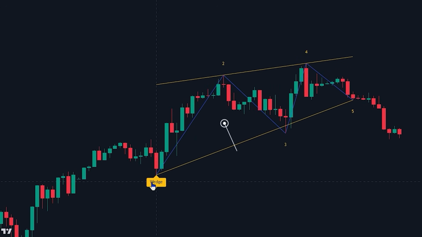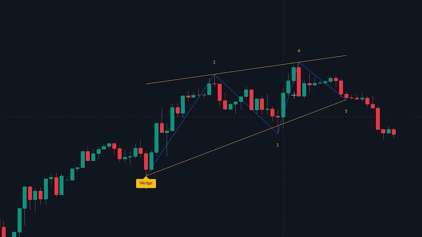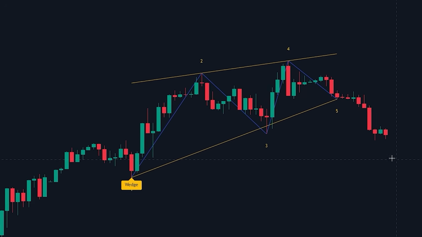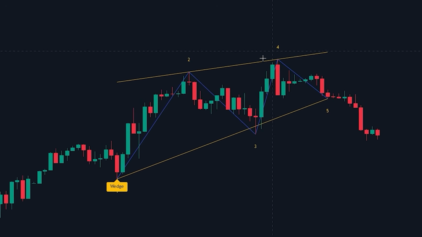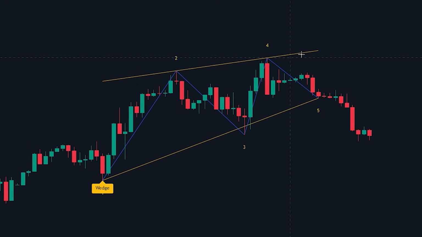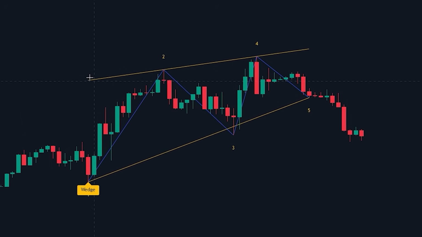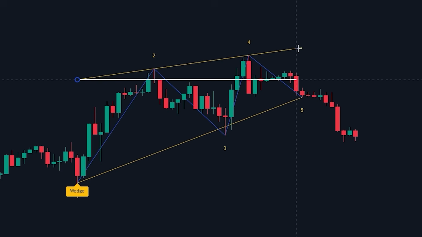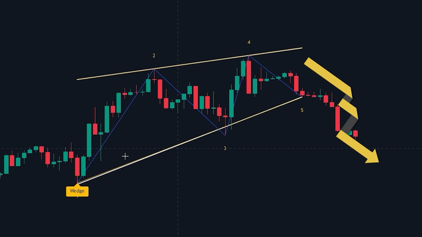A rising wedge is a bearish chart pattern formed by converging trend lines with higher highs and higher lows, indicating a potential reversal. A rising wedge is a bearish chart pattern characterized by converging trend lines that slope upward. It consists of higher swing highs and higher swing lows, with the price moving within a tightening range. This pattern suggests weakening momentum and potential reversal, often leading to a bearish price movement.